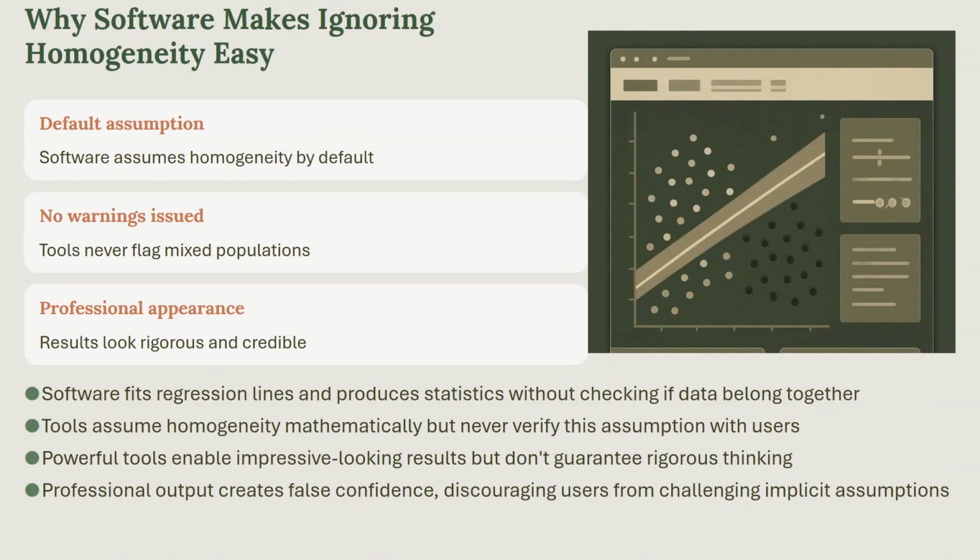Software assumes homogeneity by default, never flagging mixed populations. Results look rigorous and credible, but tools fit regression lines and produce statistics without checking if data belong together. Professional output creates false confidence, discouraging users from questioning assumptions.